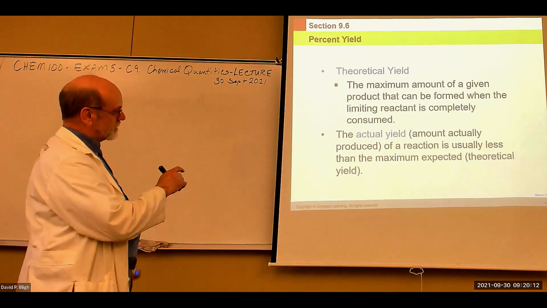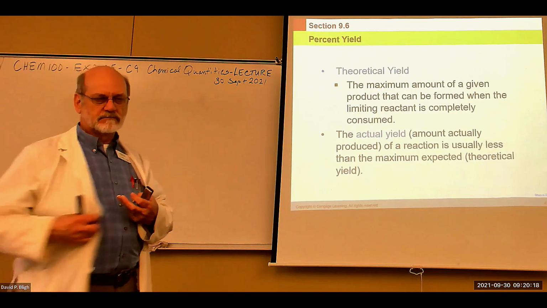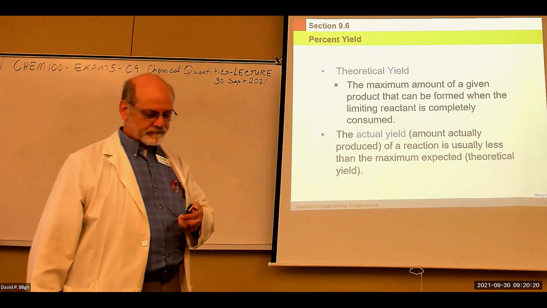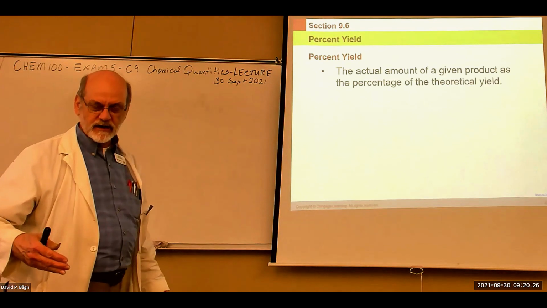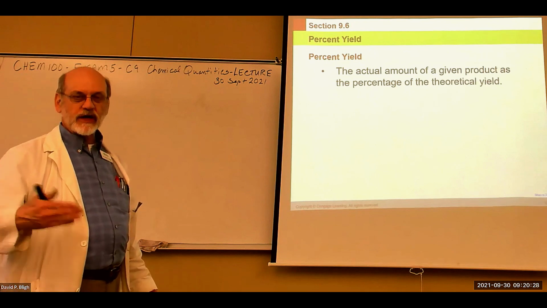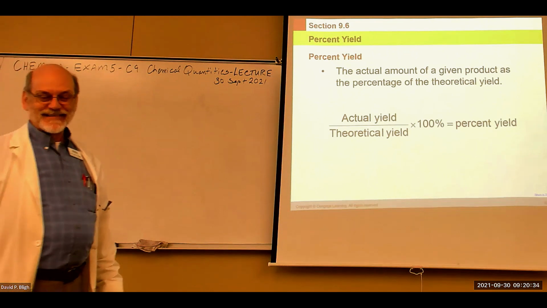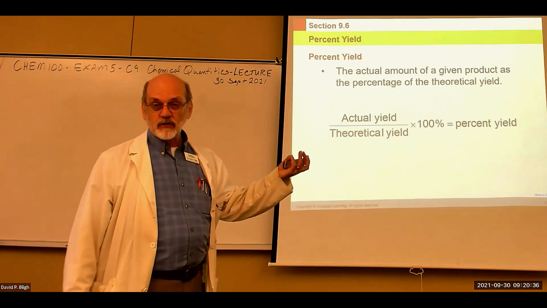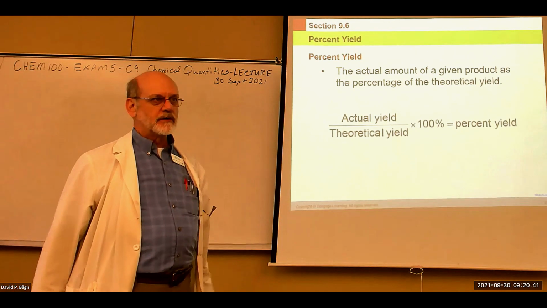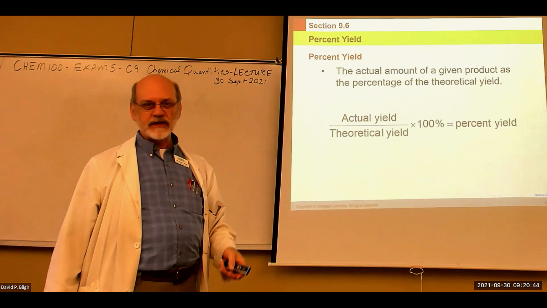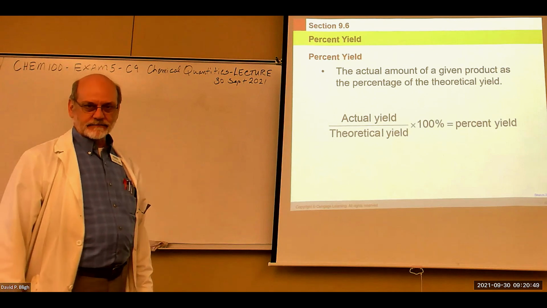So if you take the actual yield, and usually this is expressed in mass, and divide by the theoretical yield times 100, you get percent yield. Okay? You can do this calculation with moles. You can do this calculation if you have, well, I don't know, partial pressures of gases, whatever the case may be. But typically we use mass.